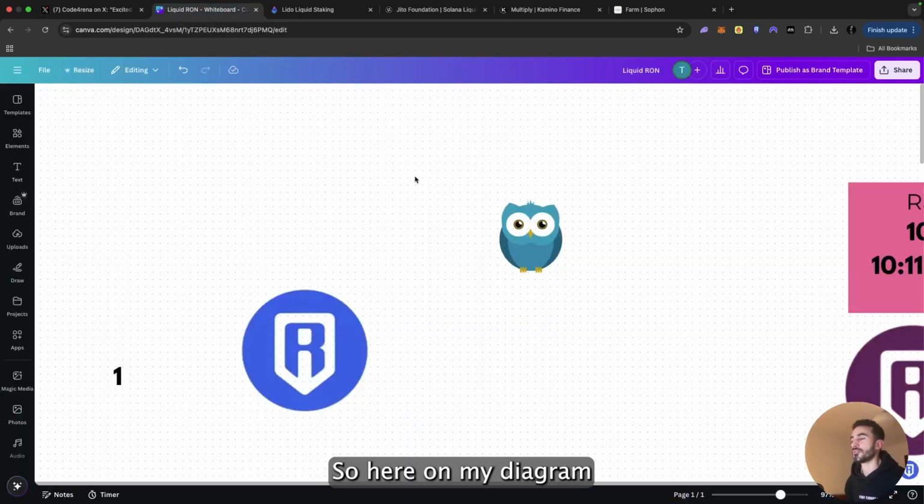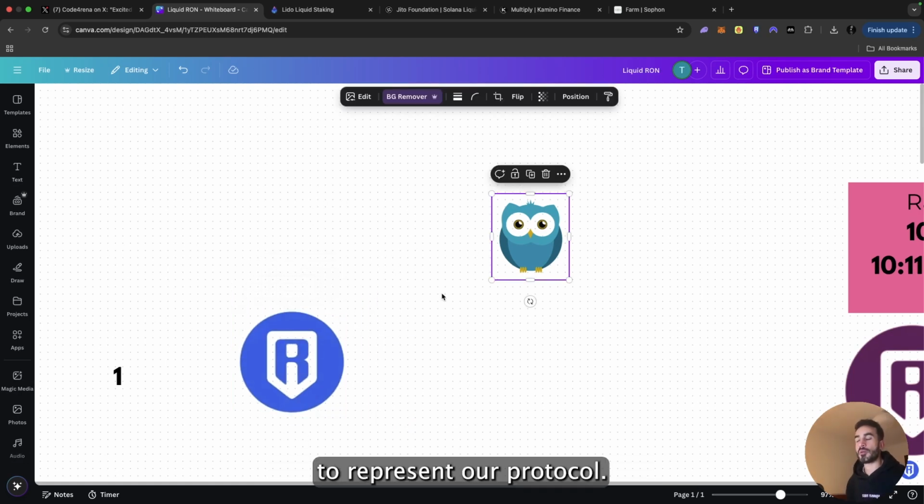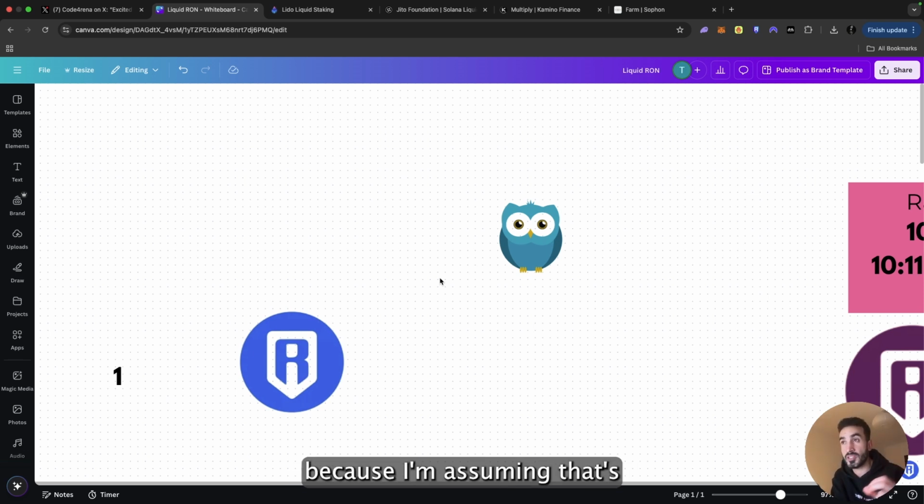So here on my diagram, we have our beautiful RON tokens. I have this owl to represent Owl Protocol. I'm not sure what he's going to call it, but it's going to be what is kind of creating, producing, and controlling LRON. As a brief note, I'm calling it LRON because I'm assuming that's what it's going to be called for Liquid RON.